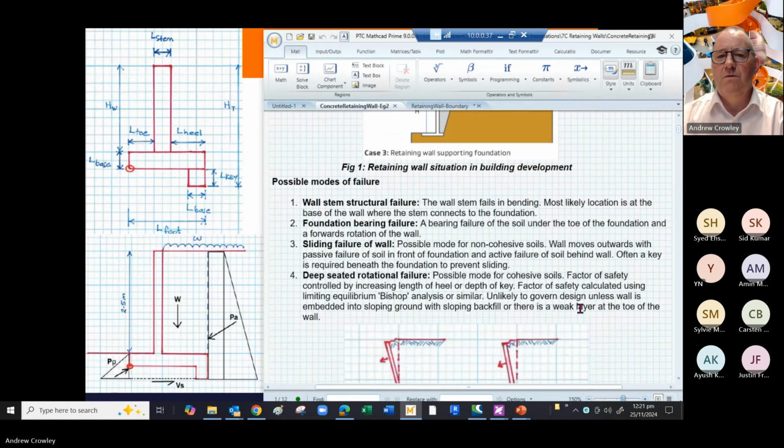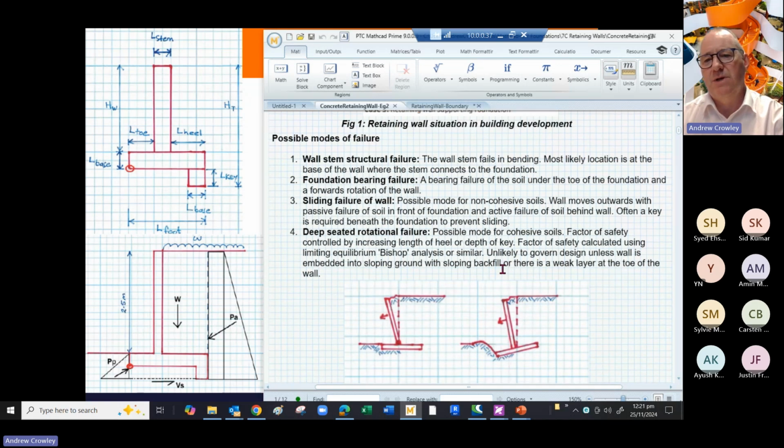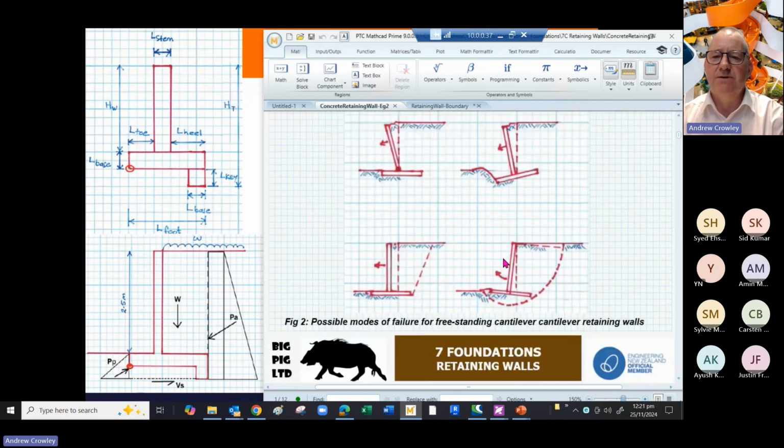So modes of failure, as we've discussed before, you can look at wall stem failure, foundation bearing failure, sliding failure of the wall. So that's the foundations moving. The fourth mode of failure we won't look at today, but it should be considered by your geotechnical engineer. So here are the diagrams for those modes of failure. So the base of your stem is failing. You've got too much moment in the base of your concrete wall for the concrete capacity to carry it.